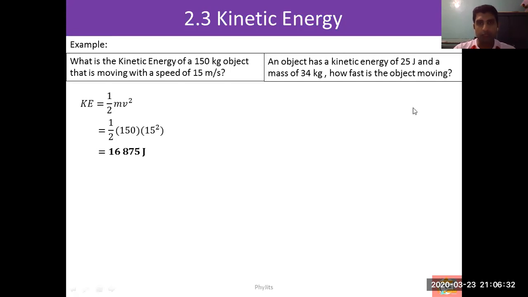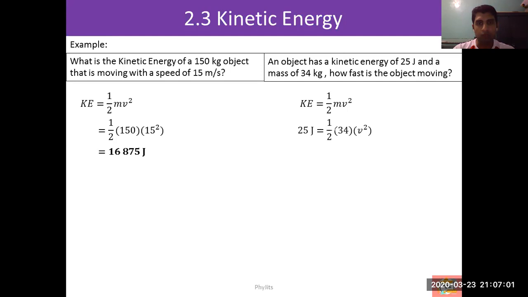Let's see the next example. An object has a kinetic energy of 25 joule and a mass of 34 kilogram. How fast is the object moving? In this example, you are given the energy and the mass, and you are asked to calculate the speed of the object. So again, when you see the word kinetic, always apply the formula, and then substitute the values accordingly.